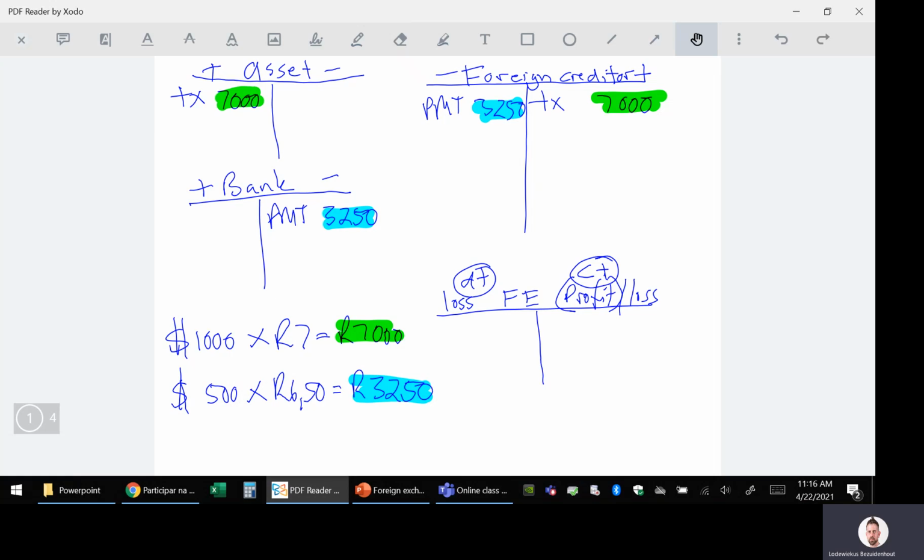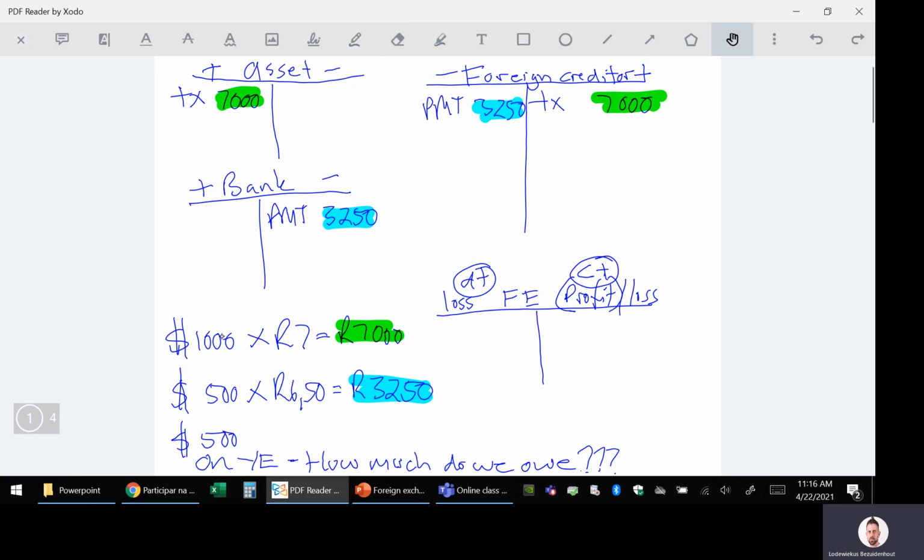All right, so now we have the year end. On year end, we must say how much do we owe. All right, so how much do we owe on year end? On year end, we still owe $500 because the original amount was $1,000 less the payment of 500, and that gives us what we still owe on year end.